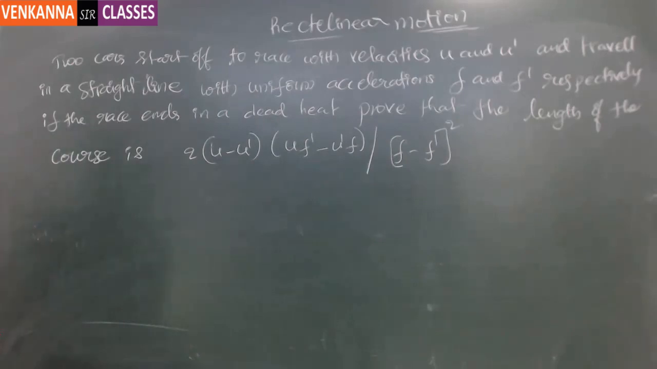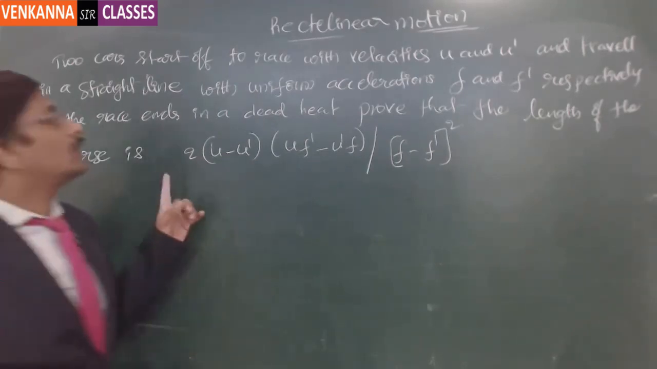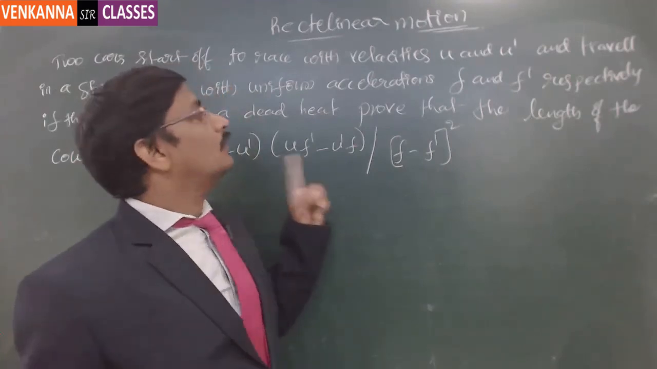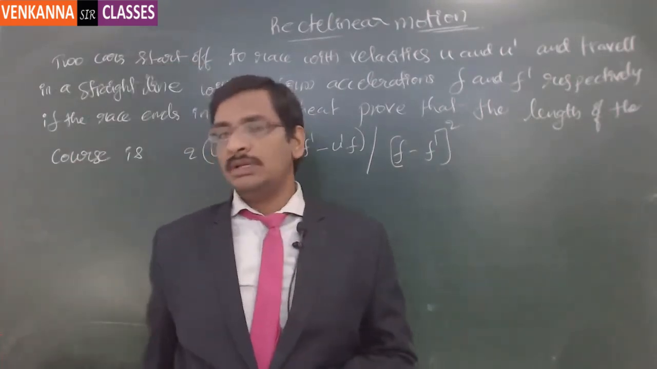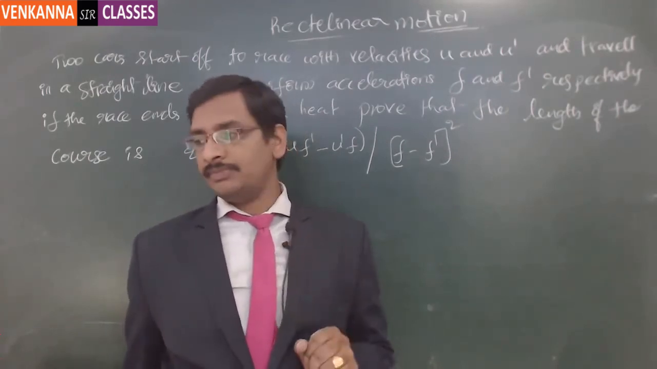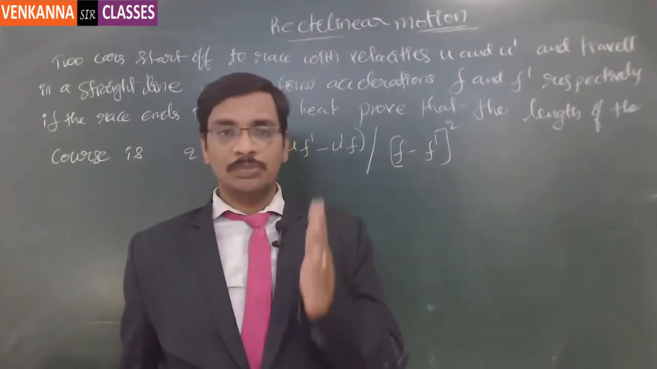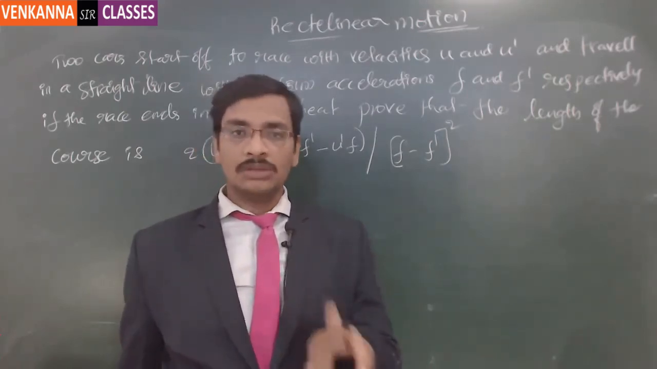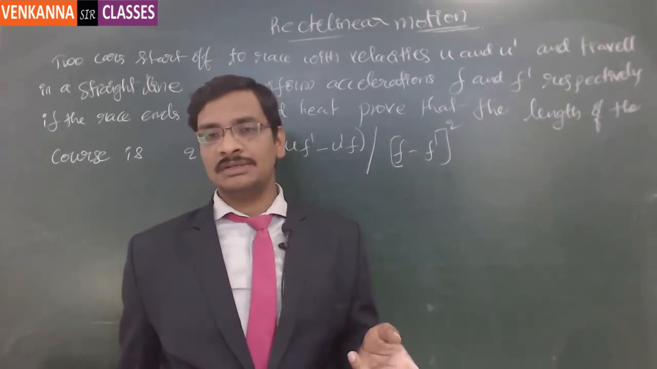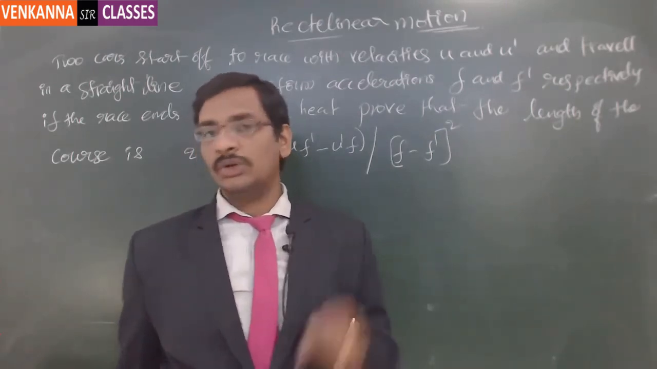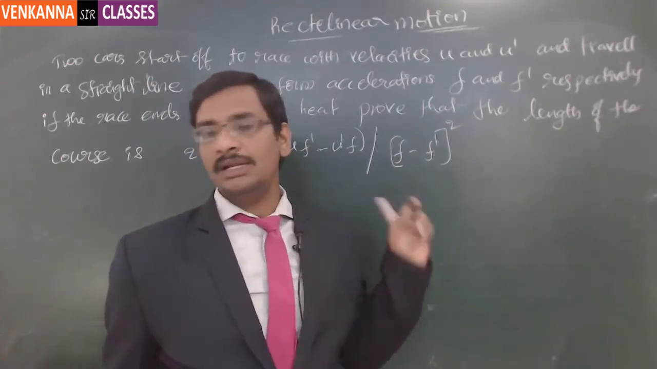Here, see this, two cars start off a race with velocities u and u dash. The initial velocities of both the cars are different, but they started from the same position. So both started with different velocities and both are having different accelerations. But actually the race ended on a tie. So dead heat, I mean here it is the tie.